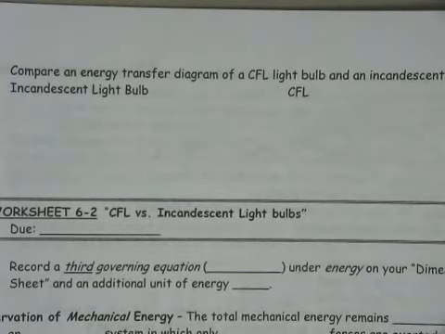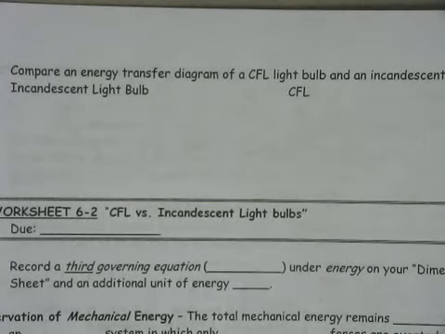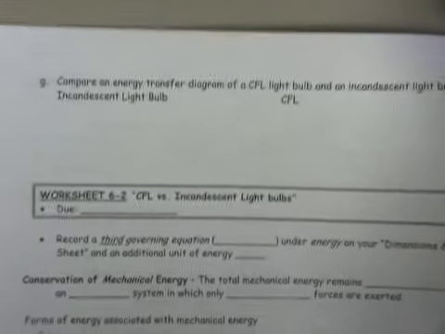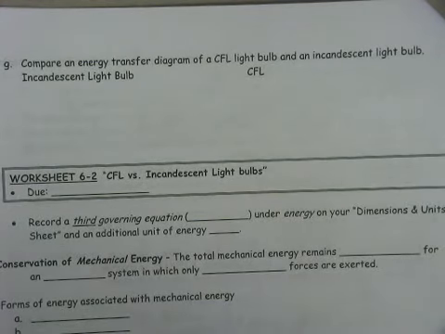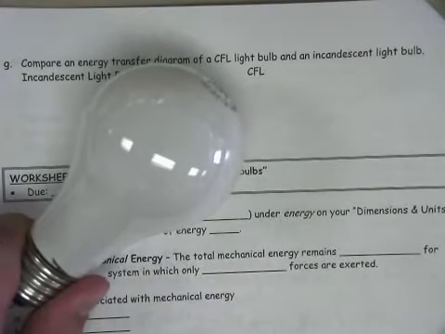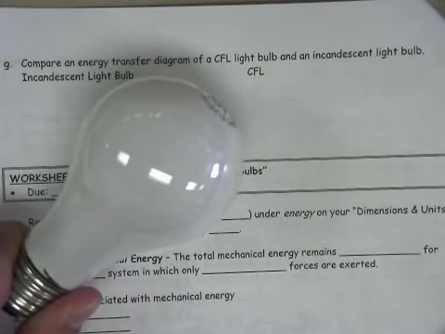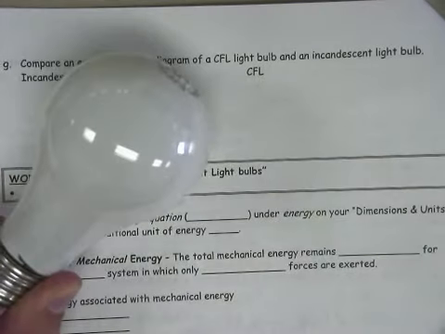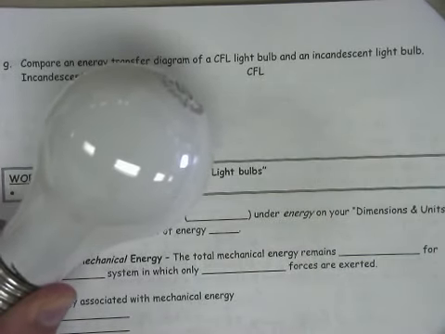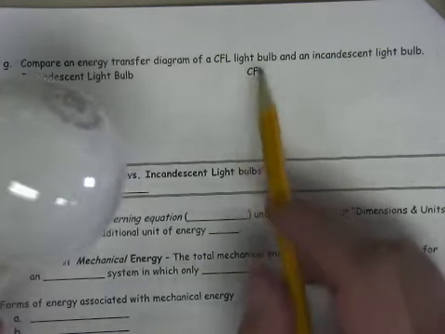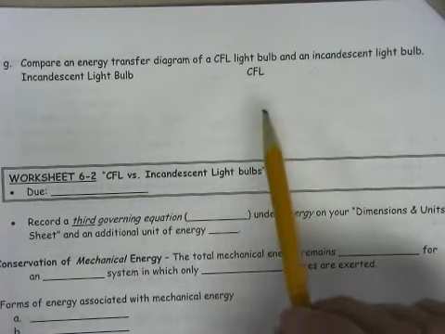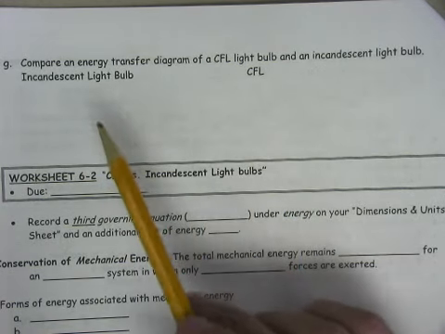Next page. Compare the energy transfer diagram of a CFL light bulb to an incandescent light bulb. All right, so let's analyze those real quick. Incandescent light bulbs are the light bulbs you saw earlier, which is this guy. Unscrewing it. So this is an incandescent light bulb. These are the old light bulbs. And then a CFL light bulb is a light bulb that's got the curl to it. And that's the one that the government is pushing us to use. So what's the advantage of a CFL over an incandescent light bulb? Why is it that the government is encouraging us to use CFLs as opposed to incandescent light bulbs?